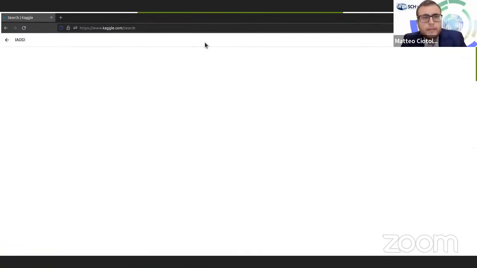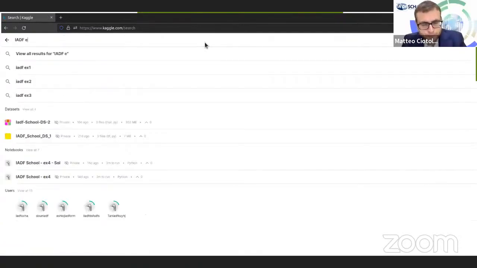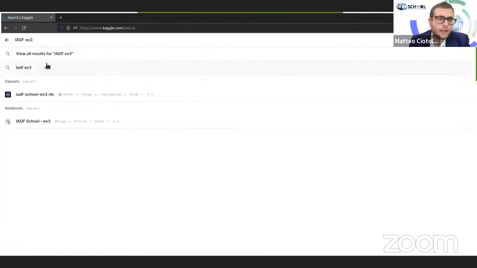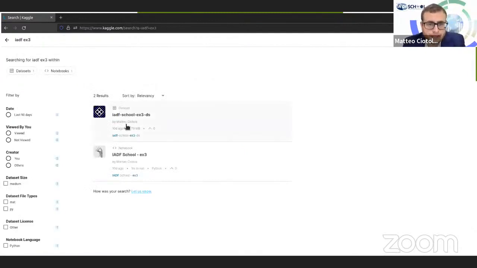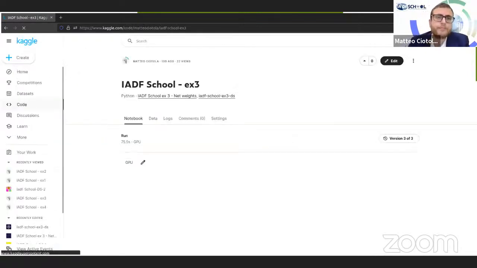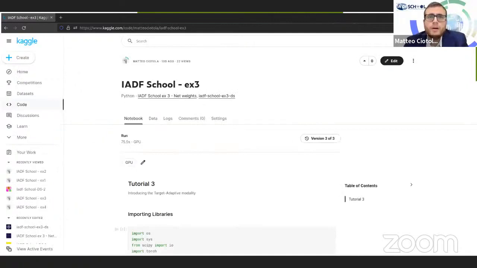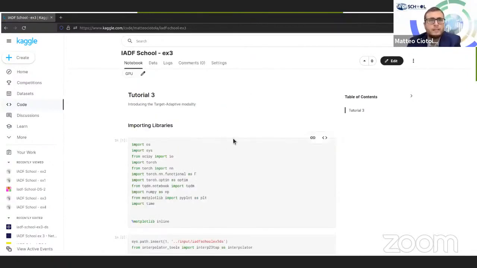This modality is stressed in the third exercise. Okay, so the target-adaptive modality is substantially a fine-tuning of the network on the downscaled version of the target image for a fixed number of epochs before producing the outcomes.